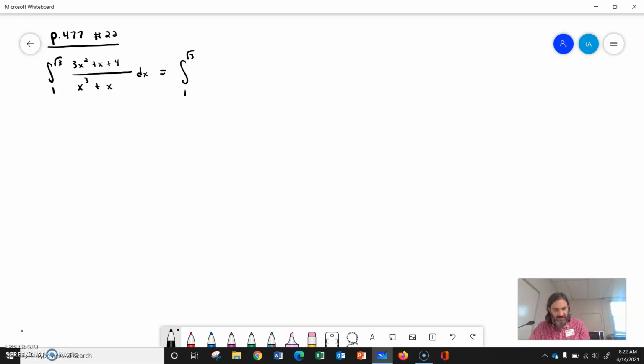So everything will stay the same. It'll still be from 1 to square root of 3. We'll leave the numerator alone, 3x squared plus x plus 4. But the x cubed plus x on the bottom, the denominator, we want to break that down. And it looks like all we can really do is pull an x out. So it'll be x times x squared plus 1. If we could factor that some more, we'd want to. But x squared plus 1 is a sum of squares, so we can't factor anymore.